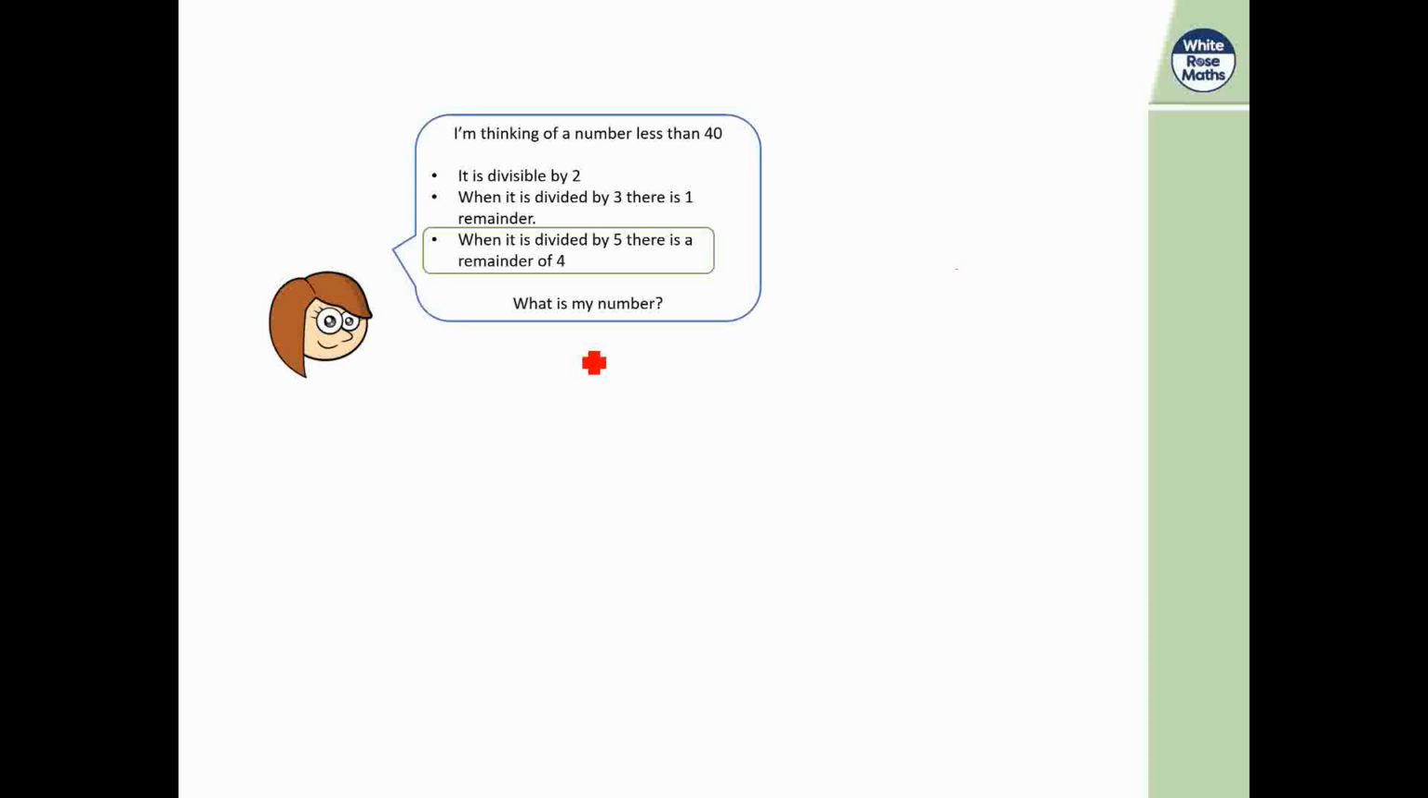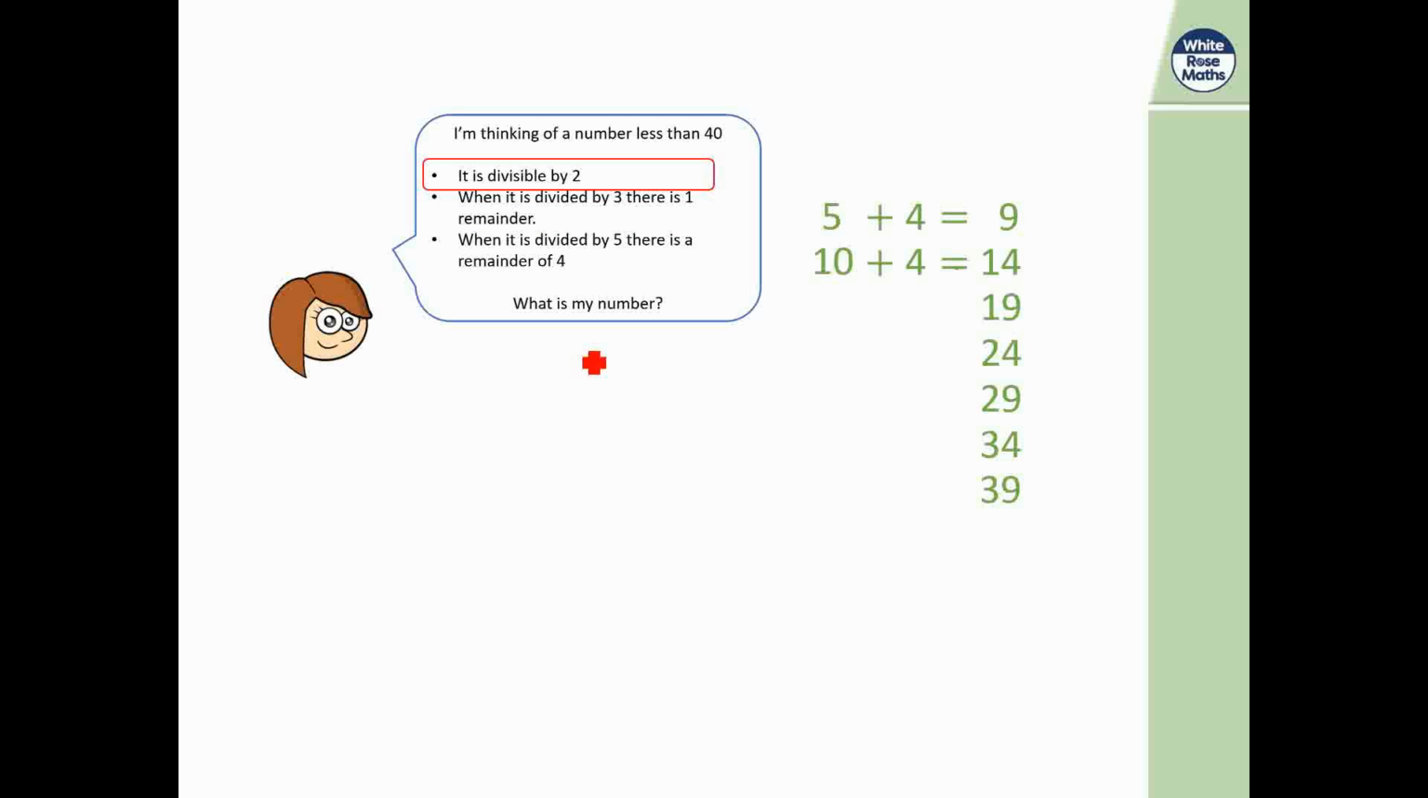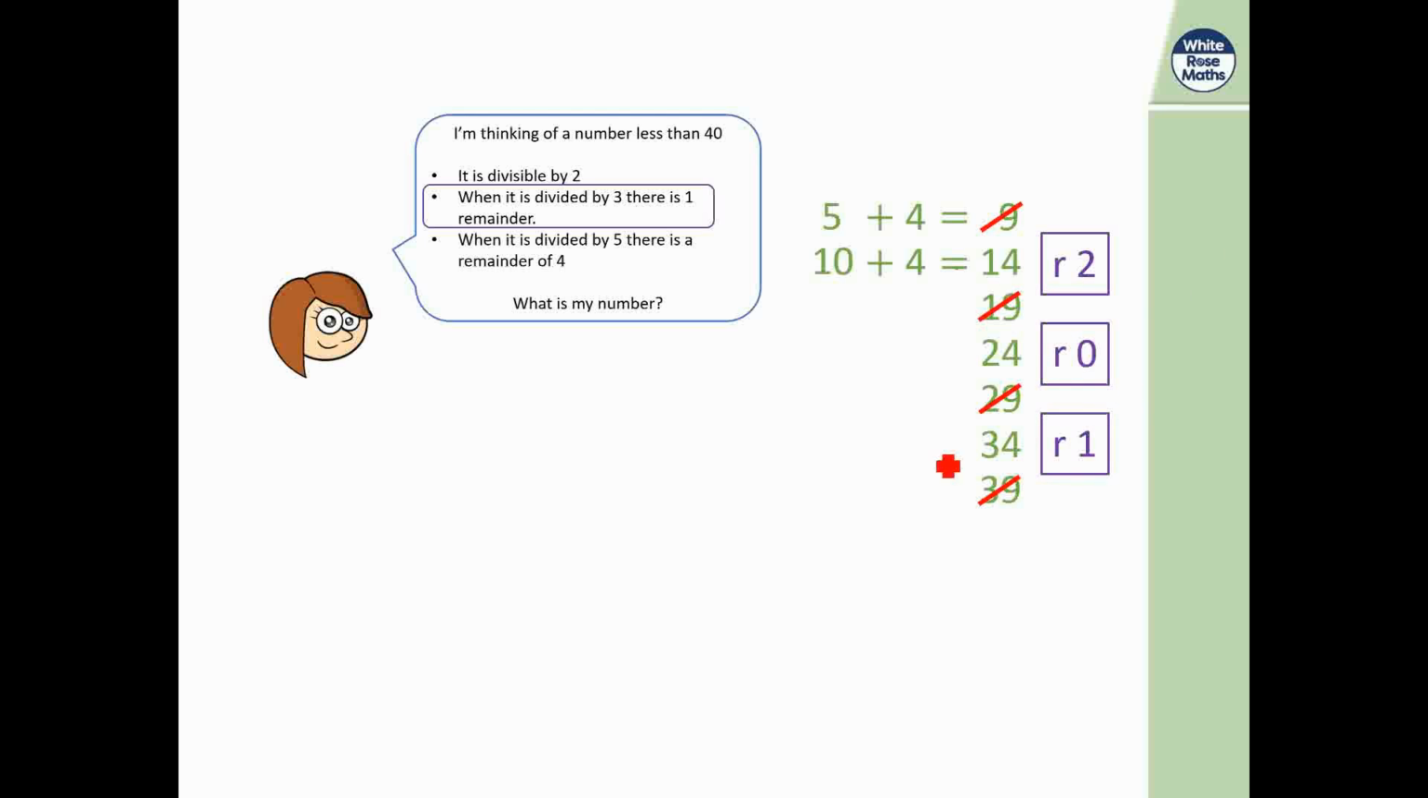When it is divided by 5, there is a remainder of 4. Well, we did our 5 times table, and they're doing the 5 times table, but they're adding 4 each time, so it goes 9, 14, 19, like that. So they've already added the extra 4. Now it is divisible by 2. In other words, it has to be an even number, so it's either 34, 24, or 14. Then, when it is divided by 3, there is a remainder of 1. So there's a remainder of 2 if you divide 14 by 3. There's a remainder of 0 if you divide 24 by 3. And here, 34 has a remainder of 1, so that fits. It's a bit of a puzzle. 34 is the answer.